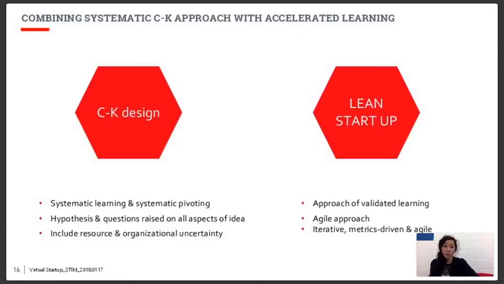At the same time, we're going to see how to deal with hypotheses and questions raised on a specific aspect of your idea, and how to include resource and organizational uncertainty, elements that we often forget when exploring new technologies and new markets. And we will use the principles of lean startup for its agile and iterative approach, and to see how we can use the principles of accelerated learning to do that.